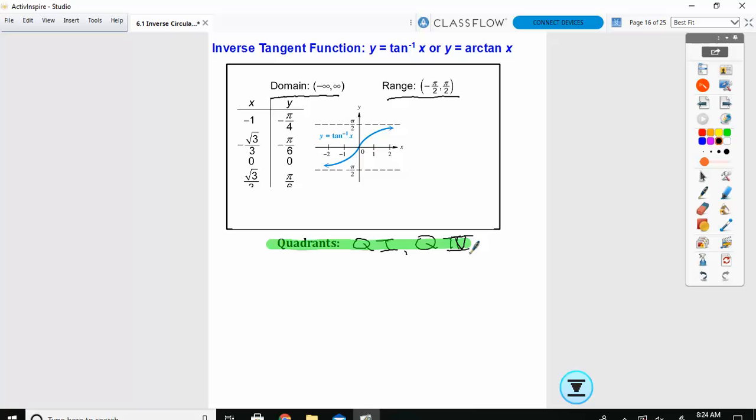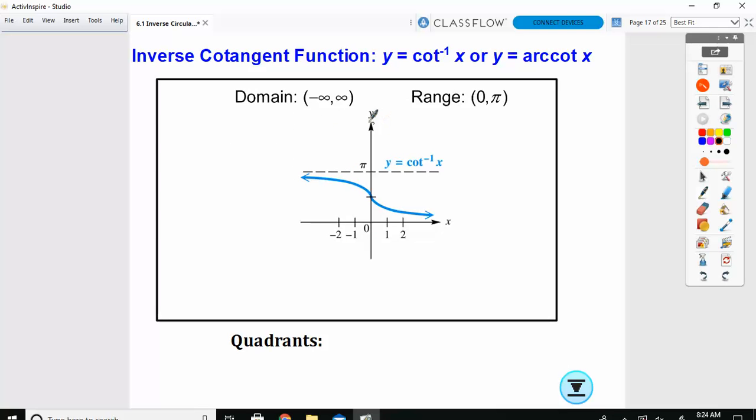Okay, when we graphed cotangent, what interval did we use to graph it? We went from 0 to pi for it. So that's quadrants 1 and 2. So for inverse cotangent, again, your domain and range, but what you really need to know is quadrants 1 and 2.